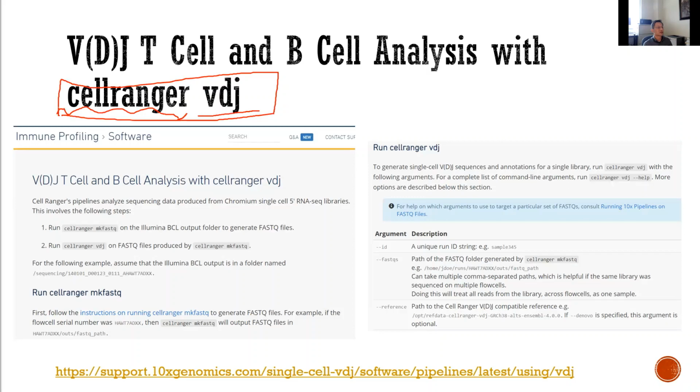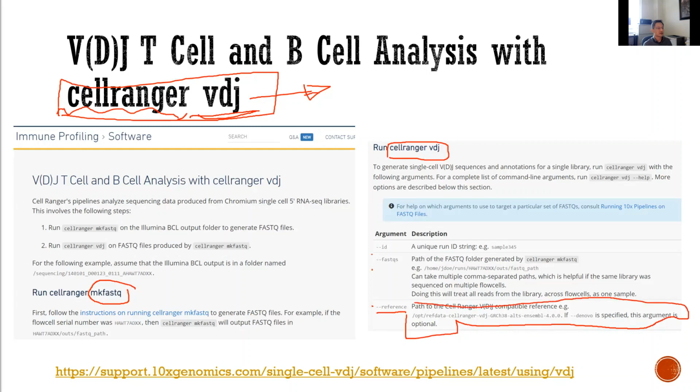Here we use a special command option, the VDJ, and it will take the input of the FASTQ from the VDJ sequence library and then produce the profiling results. Just remember, you need to have this VDJ command in order to run. And then the first step is still to use mkfastq, and then you use run VDJ. There are other options. And then remember, this is important to have a good VDJ compatible reference that contains all the sequence from the species you are analyzing, and then the VDJ sequence for the different genes of the receptor genes.